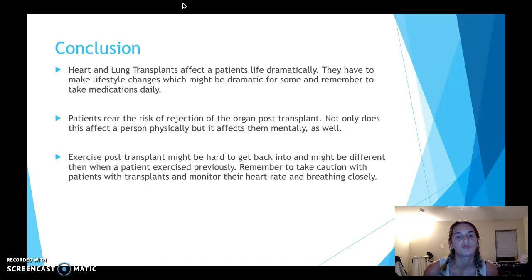Exercise post-transplant might be hard to get back into and might be different than when a patient exercised previously. They might have to limit their intensities or work a little harder than they did. Just remember to take caution with transplant patients and monitor their heart rate and breathing a lot closer than you would someone who didn't just have a transplant. Again, even though their RPE might feel like a 10, their heart rate might show differently. So monitor that and just be cautious.